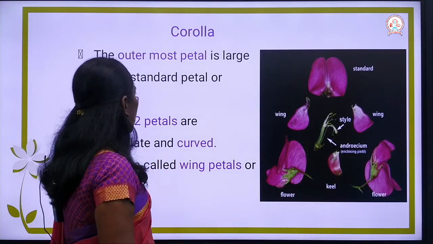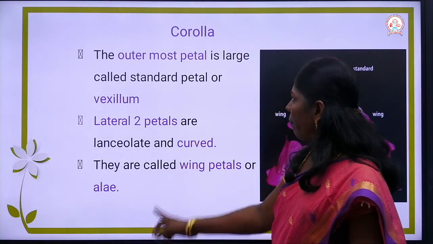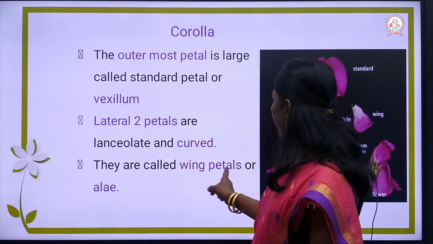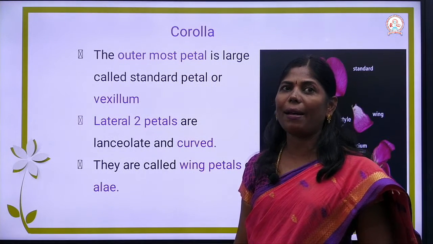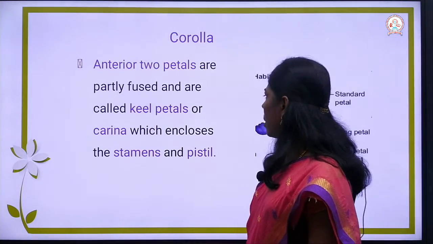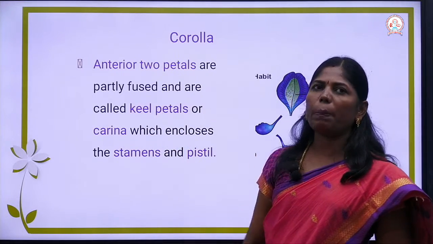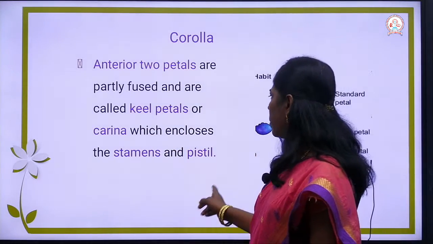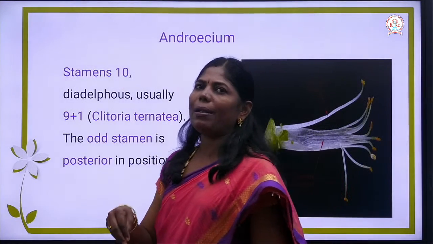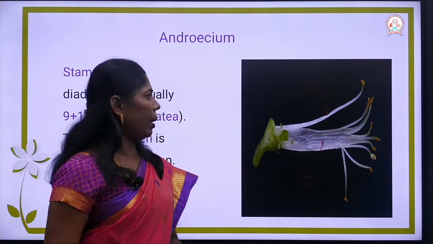So what is the outer petal? That is a vexillum. Lateral petal, that is a wing. This is the vexillum, this is the wing. The wing petals are otherwise called alae. So vexillum, another one is alae, and the last one is carina. That is called papilionaceous arrangement. The stamens and pistils are embedded in the carina, the keel petals.